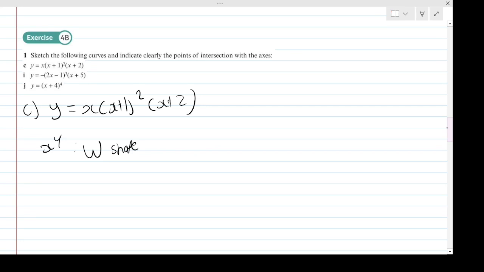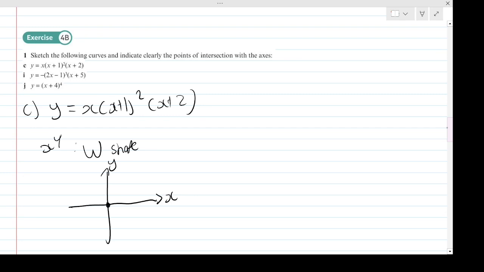Okay, cool. So draw our axes. There we are. Then, let's do the y-intercept first. If you substitute x as 0, y would be 0, wouldn't it? Because there's an x, so you times everything by 0. If you plug x as 0 in, you get 0. So it's going to pass through the origin there.